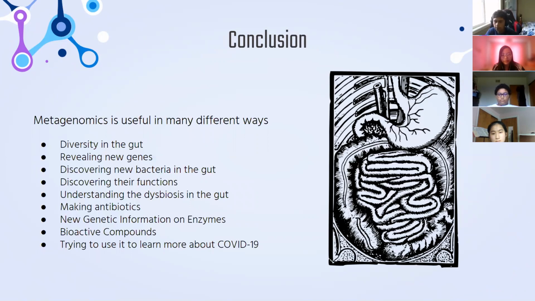So even though metagenomics may have its limitations, as you know, there are many benefits to doing so. As we can say, diversity in the gut, revealing new genes, discovering new bacteria in the gut, and figuring out more about their functions. And there's just so much we can do, especially when it comes to using it for even COVID-19, something that's impacted all of us, right? Even bioactive compounds, drugs from marine microbes, new genetic information on enzymes, making antibiotics. There's so many things we can do with metagenomics. So overall, it is very powerful.